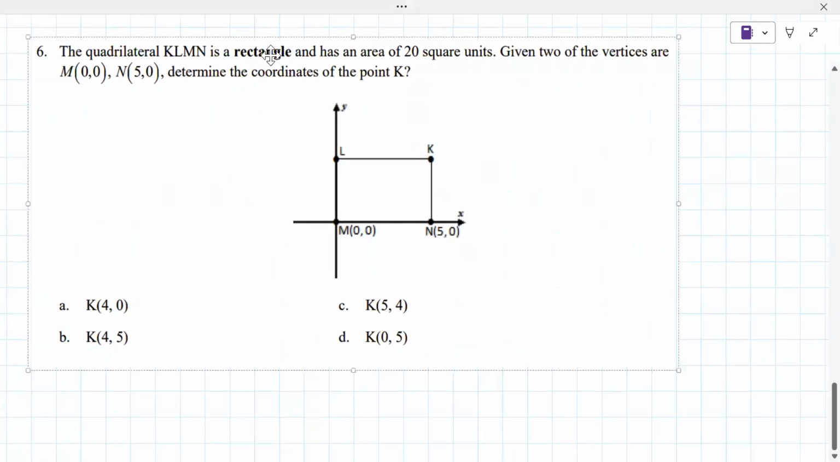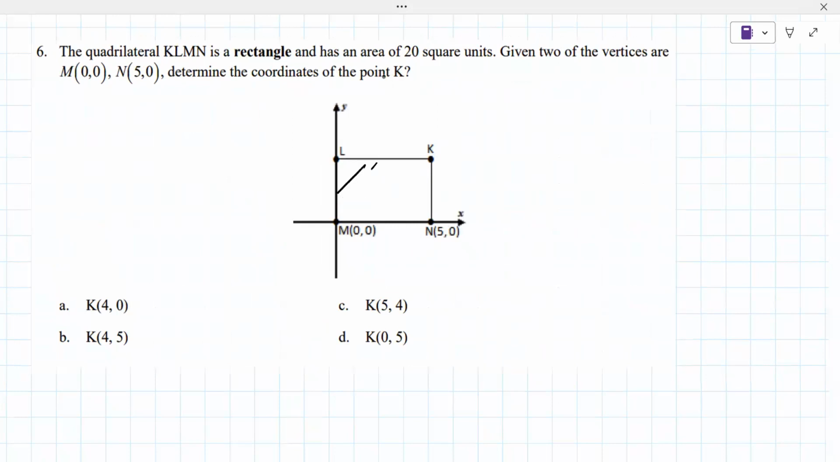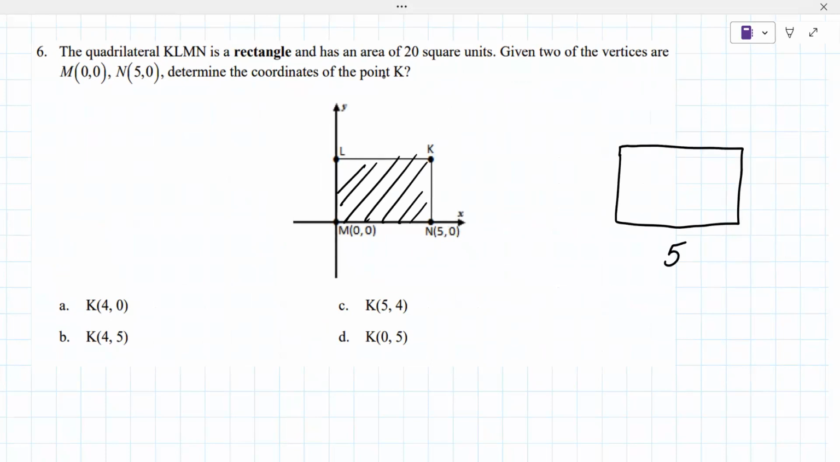All right, the quadrilateral KLMN is a rectangle and has an area of 20 units. Given two of the vertices, determine the coordinates of point J. So the area of the rectangle is 20. What is the base length here? 5 units. So the height must be what to get to 20? The height has to be 4. Yeah. So you have to go up 4 from that point.